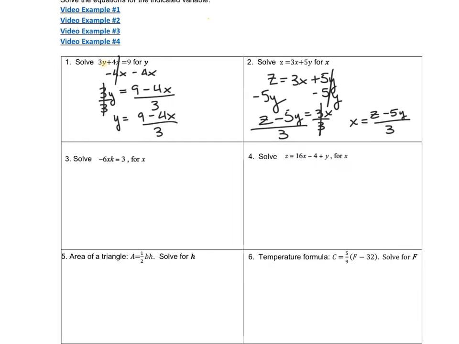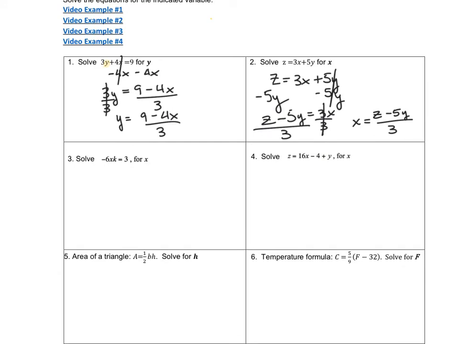For example 3, we're going to solve negative 6xk equals 3. Now remember, when variables and numbers are right next to each other, it's multiplication. So we need to solve for x. So I'm going to get x by itself. So that means that I need to divide by negative 6k. Because if I divide by negative 6, it gets rid of the negative 6. When I divide by k, it gets rid of the k. And you're just left with x.